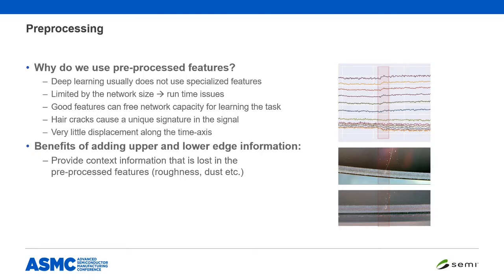Therefore, engineering good features can free up network capacity to learn the classification task. The good thing about hair cracks is that they cause a very unique signature, and we can come up with very efficient features for our networks. Additionally, these engineered features will not contain the whole information of the measurements. Therefore, we want to add some additional information providing the upper and lower edge channels, so the network can take this information into account for its classification.